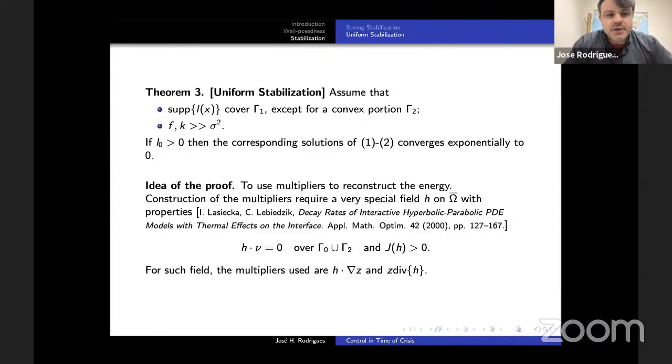And the result that we get is this one. We assume that the boundary dissipation acts over gamma 1, or except in a convex portion of it. We also assume the relation between the coefficients, and in that case, we recover the uniform stabilization. The main ingredient for this result is to use these two multipliers here, in which the field H is built having in mind this configuration for the portions of the boundary. More details on the construction of this vector field can be found, for instance, in Lasiecka and Lasiecka-Triggiani from 2000.